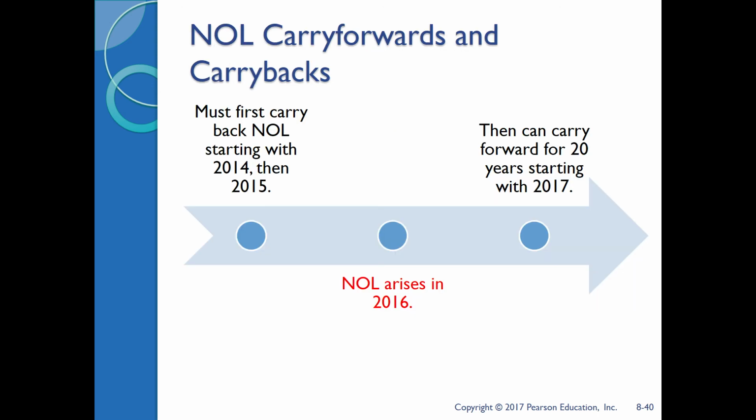Sorry for that. Net operating loss carryforwards and carrybacks. So we must first carry back the net operating loss starting with the 2 previous tax years, and then we can carry forward for 20 years starting with the next business year. So in this scenario, if the net operating loss arises in 2016, we first carry it back to 2015 and 2014, which means we would have to amend those returns and carry back those losses, and then we can carry the remainder forward for 20 years.